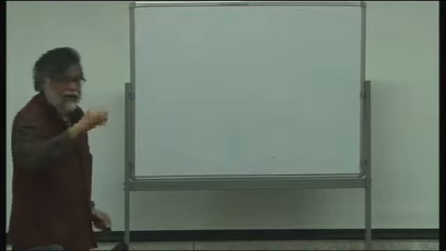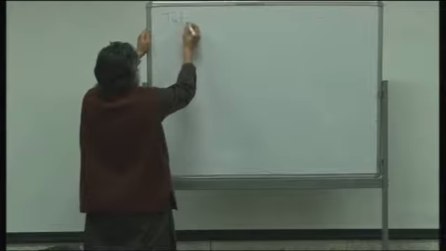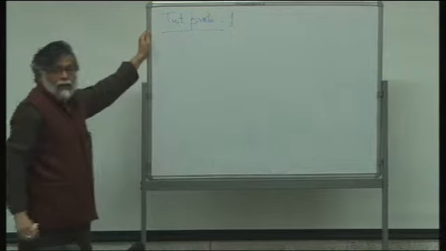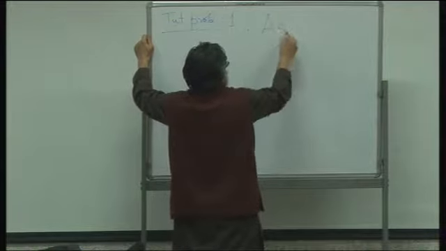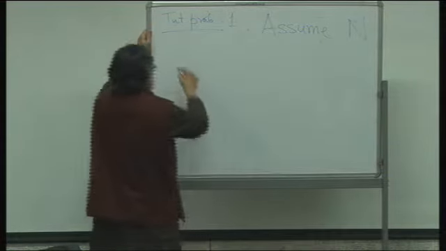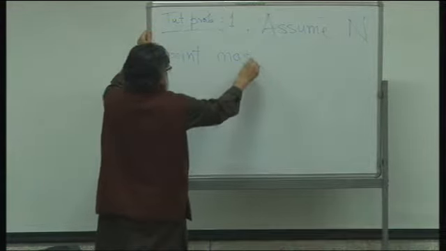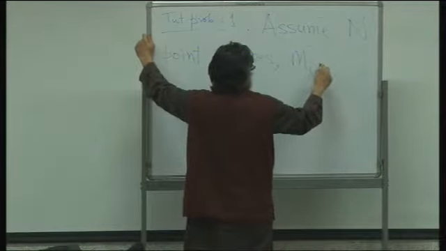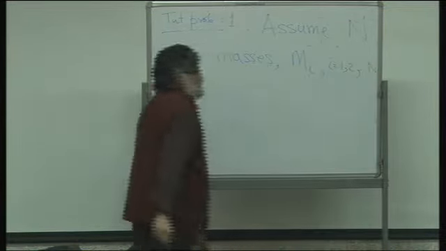Right. First, I'll give you a tutorial problem. So please do it. So, tutorial problem number 1. Assume there are n point masses, and the masses are m_i, i going from 1 to n.